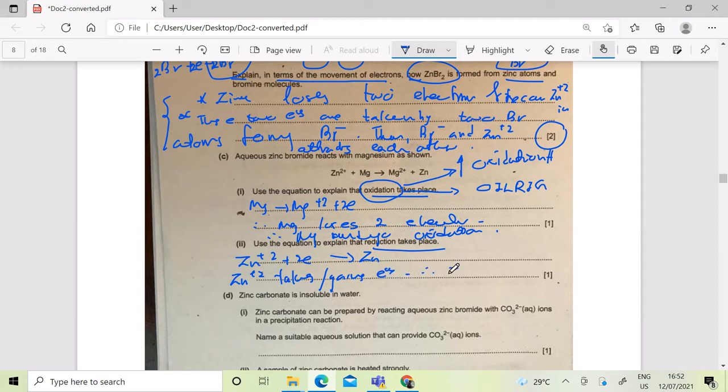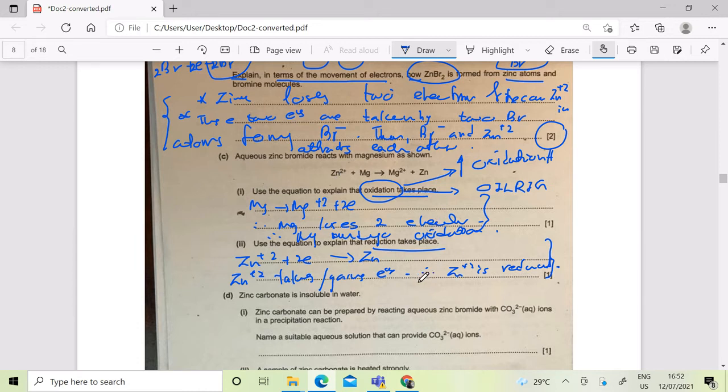Therefore, zinc plus 2 is reduced. Zinc plus 2 is reduced. Okay. If you want, you can write in terms of oxidation number. You will get the marks. So, magnesium oxidation number increased. Zinc oxidation number decreased.